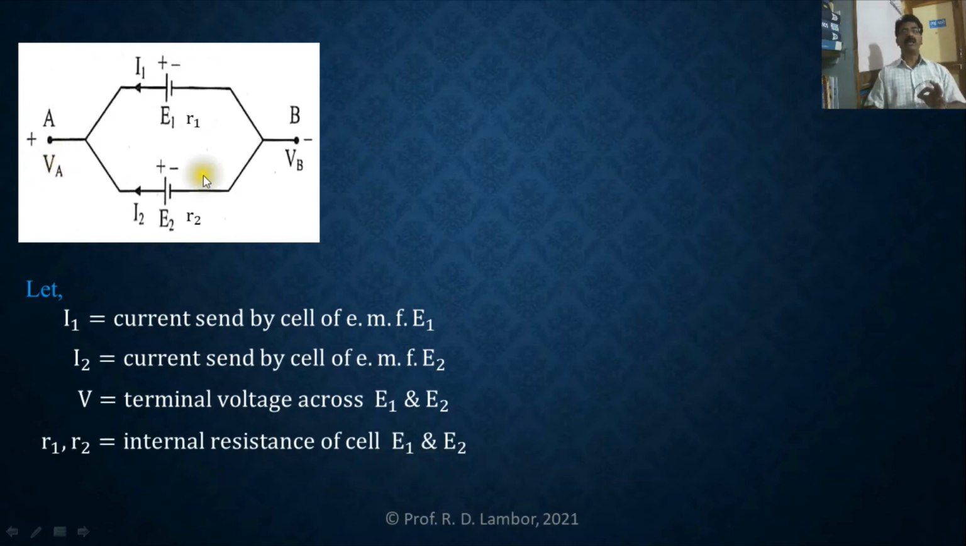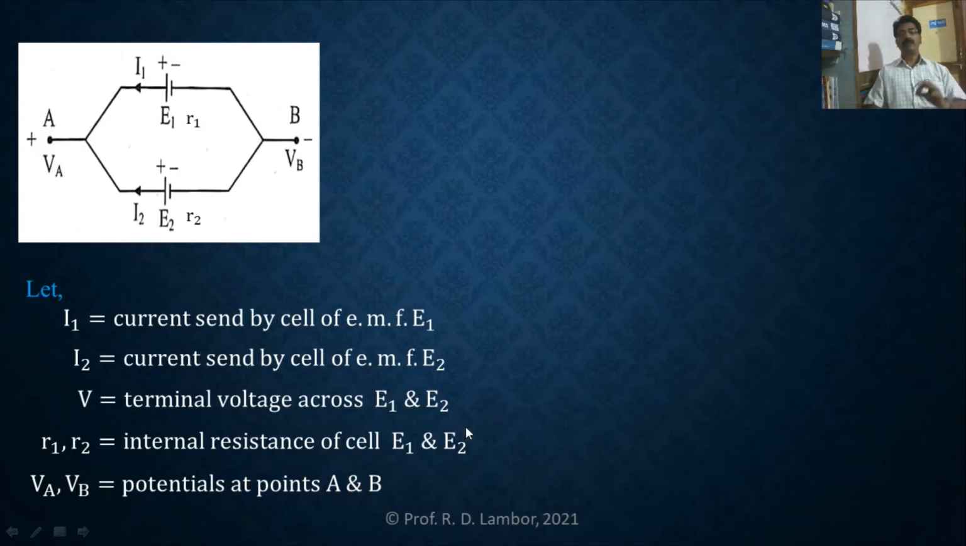And this VA and VB, we know that at the positive terminal the potential is higher and at the negative terminal the potential is lower. So the potential near common point A will be higher and near common point B will be lower. So the potentials at points A and B are VA and VB.